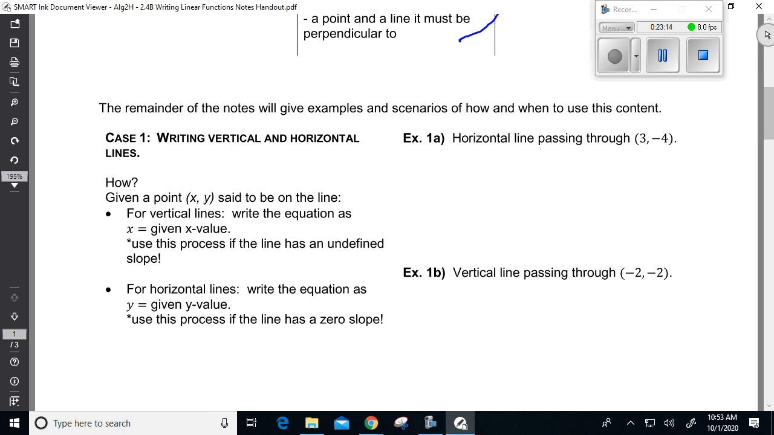So let's start out with something very, very quick and easy and painless, and that's a vertical or horizontal line. So, vertical lines would be x equals the given x value. So x equals whatever the x value was. You would also use this process if you have an undefined slope.